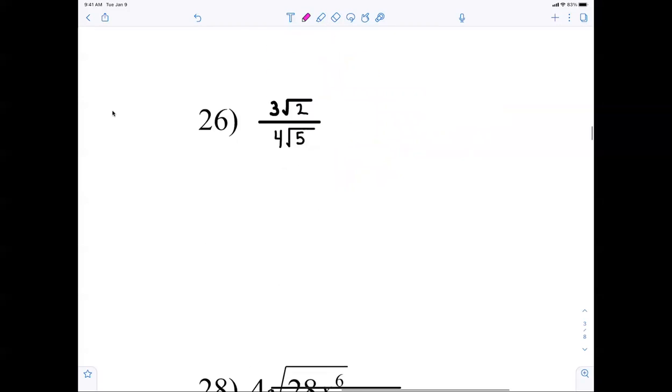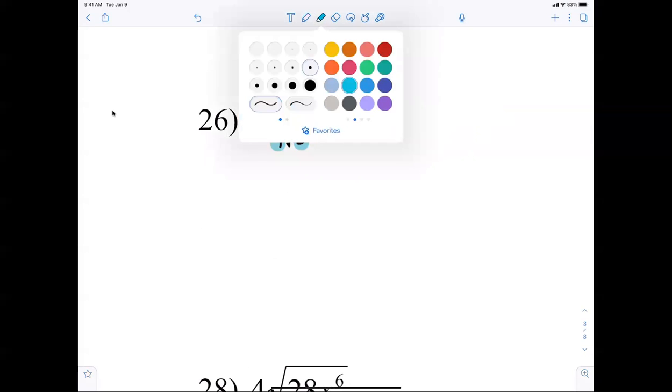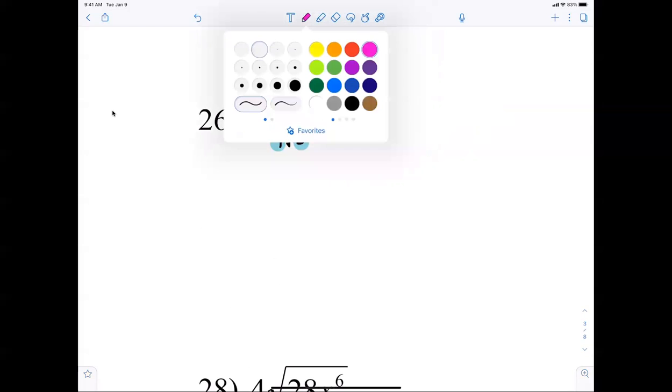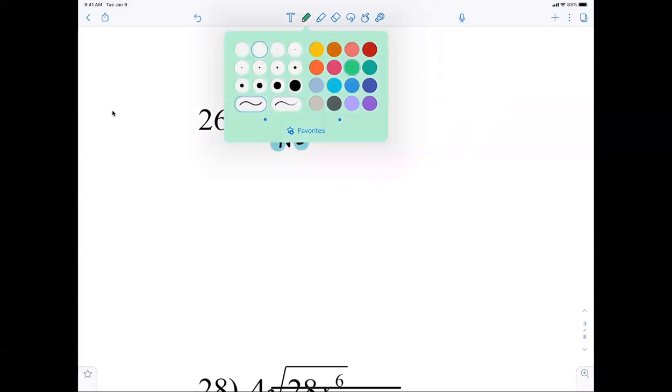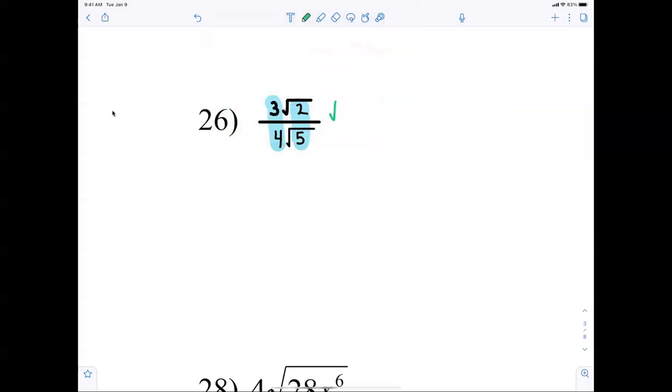All right, 26. Is there anything I can simplify with 3 and 4 or with 5 and 2? That's the answer. No, you're right. So now what I have to do is go ahead and rationalize the denominator. So you're going to multiply the top and bottom by just radical 5.